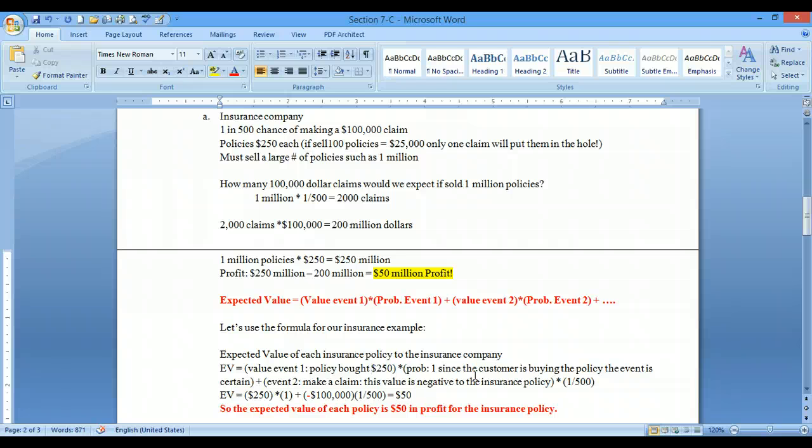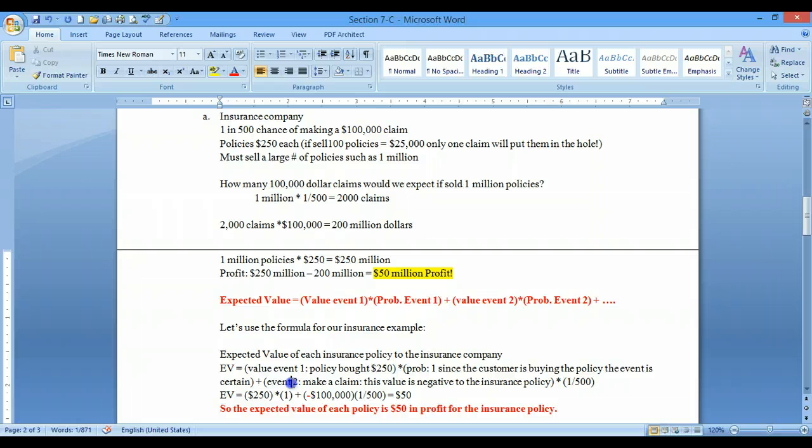But this $250 is coming into the pocket of the insurance company. The probability of this happening is 1 because the customer actually bought the policy, so it is definitely coming in. That is a 100% guarantee, or they aren't going to be a policyholder. So the probability is 1.